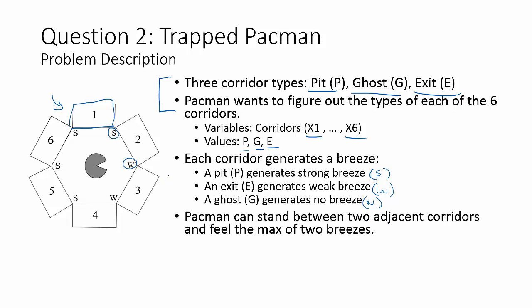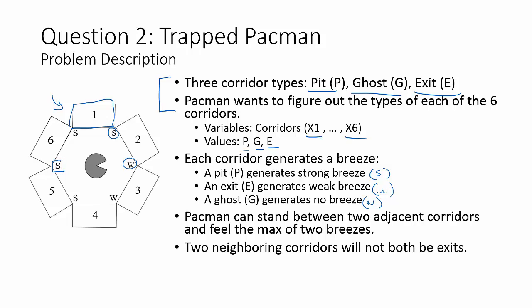Pac-Man can stand between two adjacent corridors and feel the max of 2 breezes. For example, let's say Pac-Man stands between corridors 5 and 6. This strong wind that Pac-Man feels is the maximum of the 2 breezes produced by corridors 5 and 6. Pac-Man also knows that 2 neighboring corridors will not both be exits.